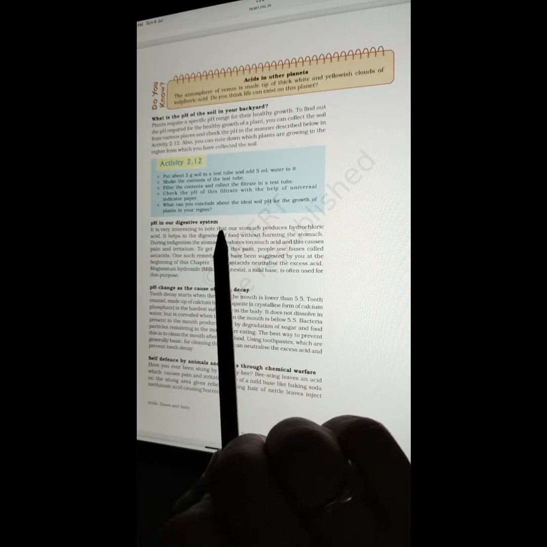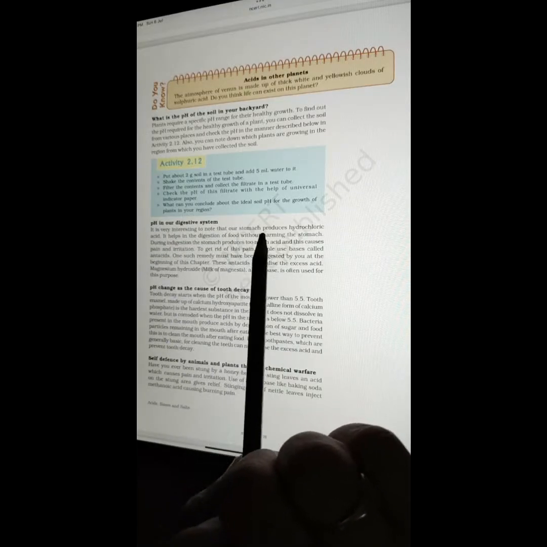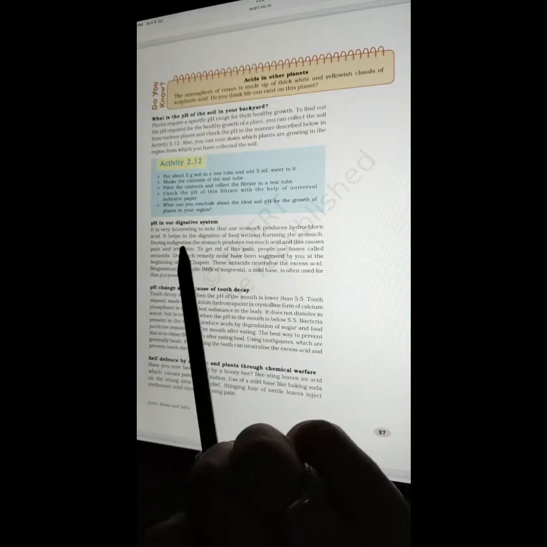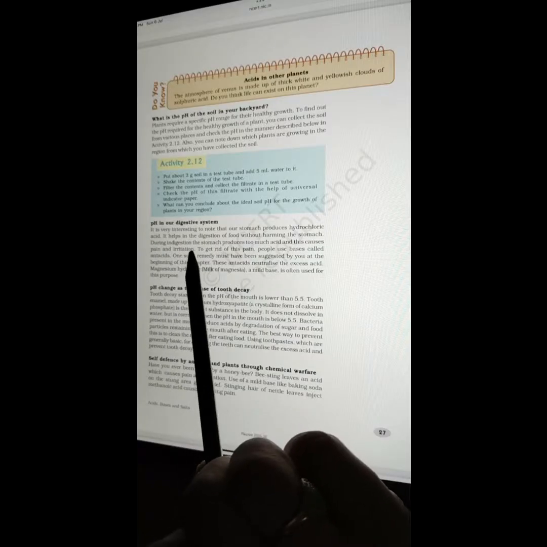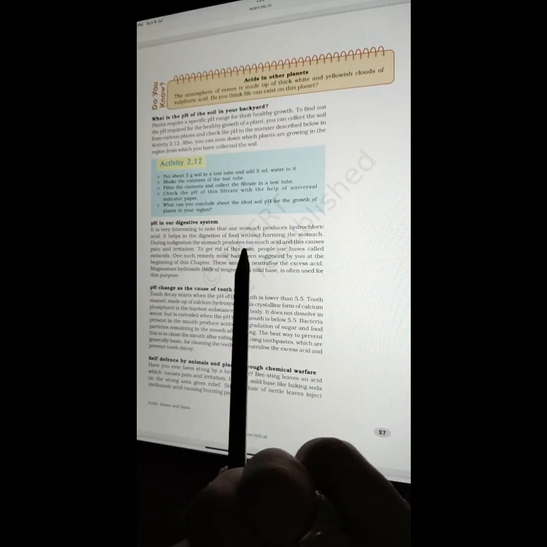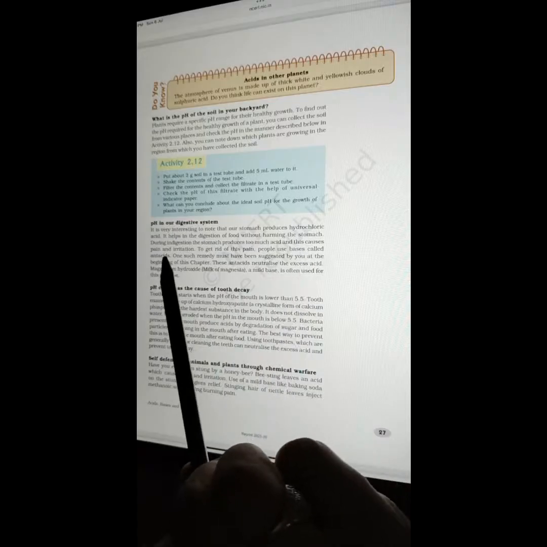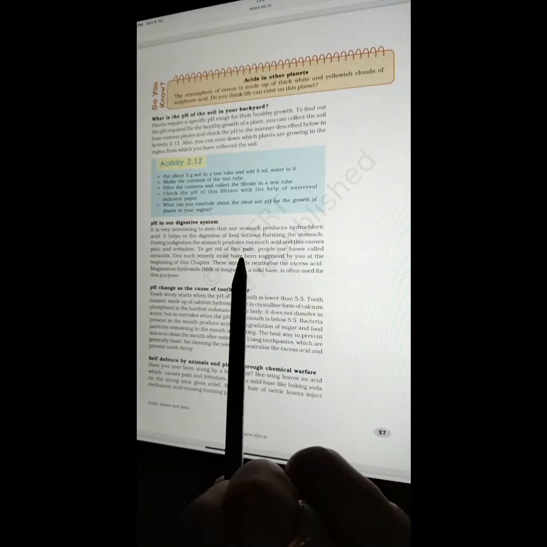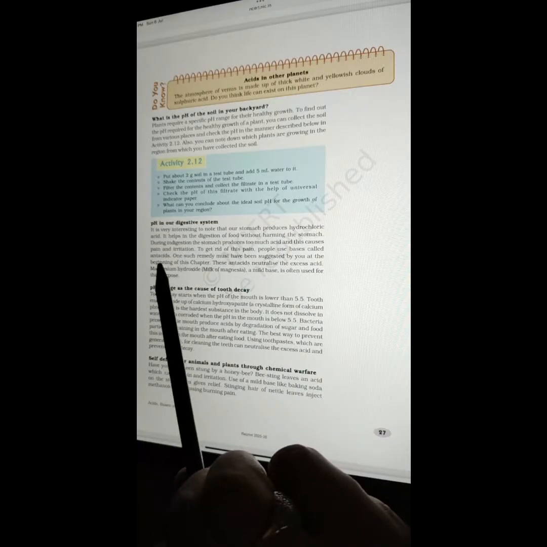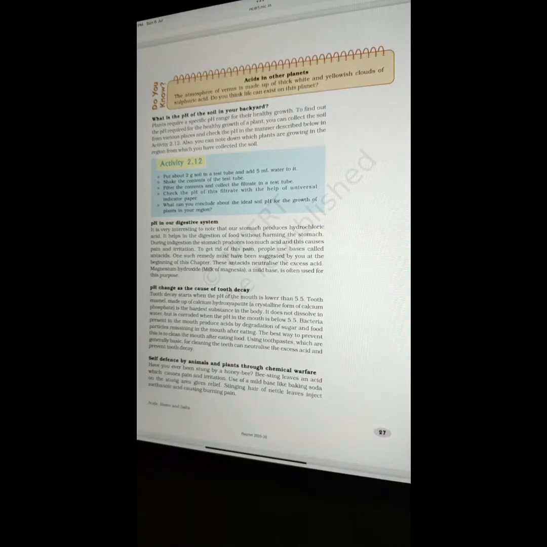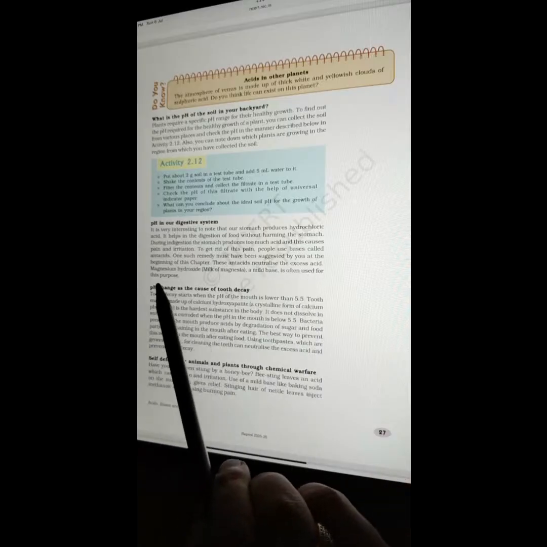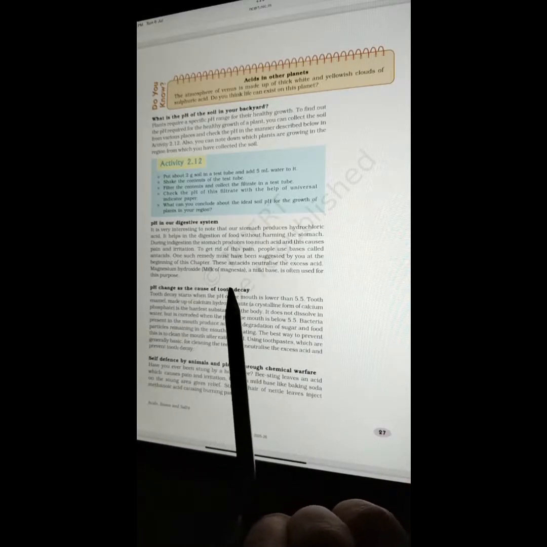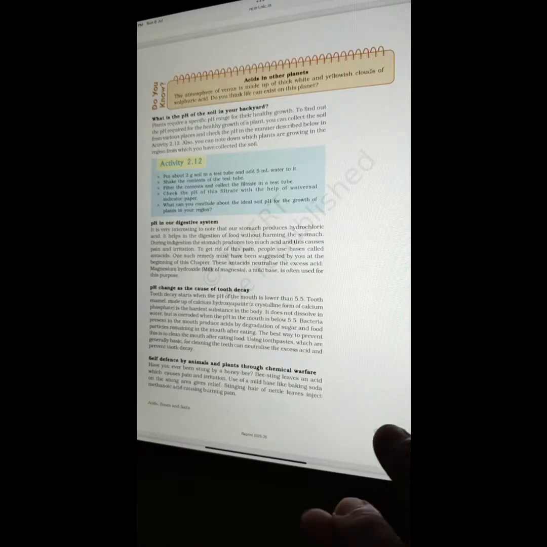pH in our digestive system. It is very interesting to note that our stomach produces hydrochloric acid. It helps in the digestion of food without harming the stomach. During indigestion, the stomach produces too much acid, and this causes pain and irritation. To get rid of this pain, people use bases called antacids. One such remedy must have been suggested by you at the beginning of this chapter. These antacids neutralize the excess acid. Magnesium hydroxide, or milk of magnesia, a mild base, is often used for this purpose.